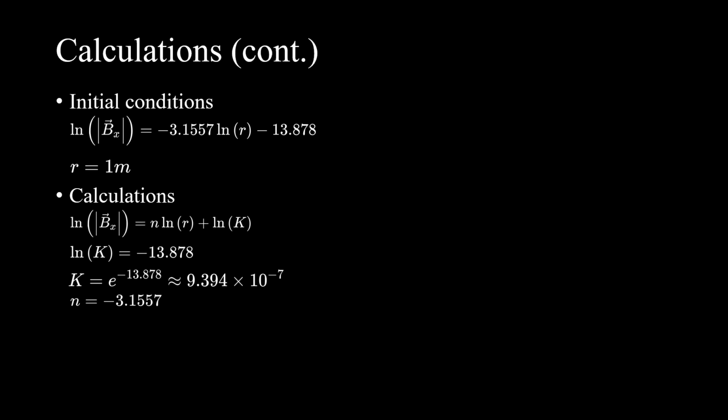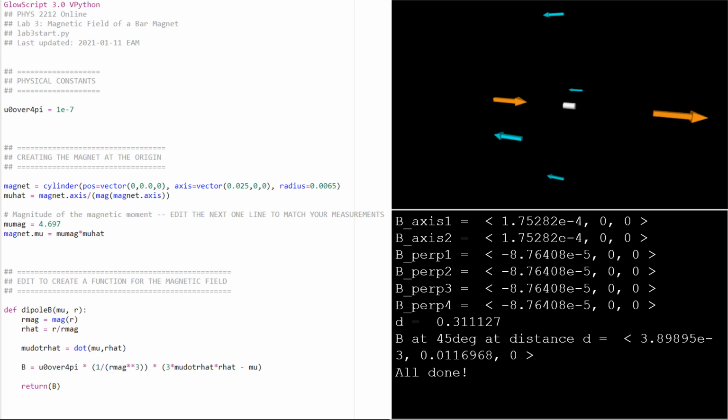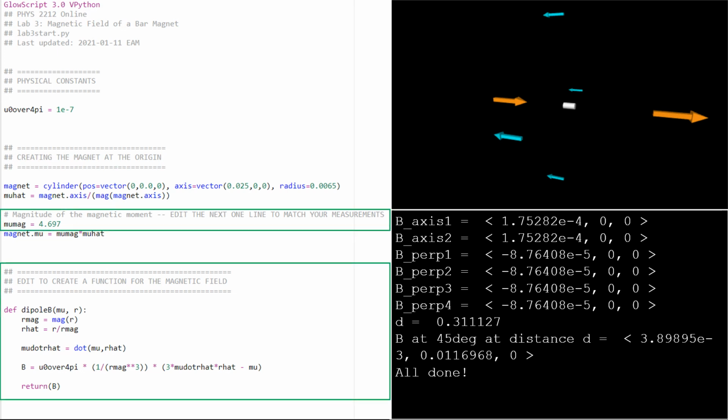Plug these values in to find the magnitude of the magnetic field and then substitute in the Biot-Savart formula for the strength of the magnetic field of the magnetic dipole. From there, we can do algebraic simplification and we find that the magnetic dipole is about 4.697 amps per meter squared. Substitute this magnitude into the Lab 3 starter code, as well as create a function to calculate the magnetic field of a dipole using the Biot-Savart formula for a magnetic field of a dipole at any observation vector r.